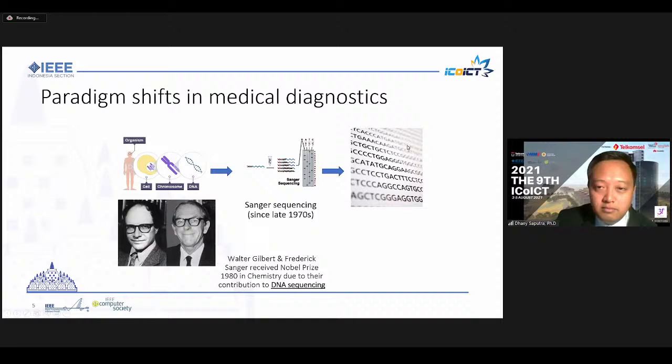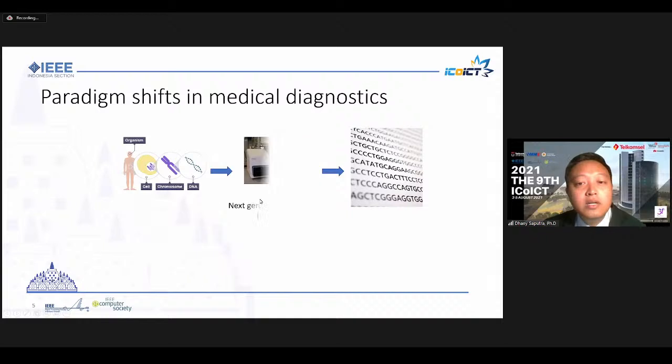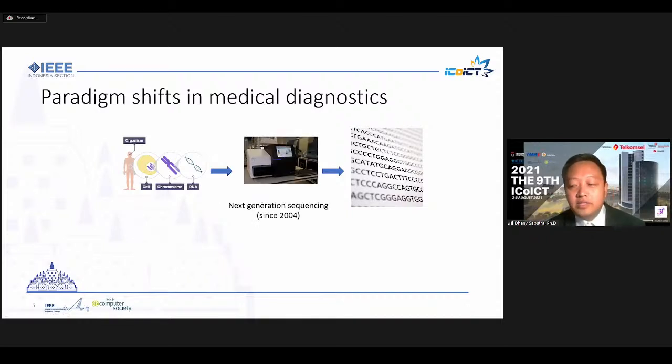It's a very long sequence taken from a chromosome. Then from the chromosome, there is DNA inside that. The DNA is being sequenced using Sanger sequencing. But then in 2003, 2004, there was an advancement in sequencing technology. We call it next generation sequencing.